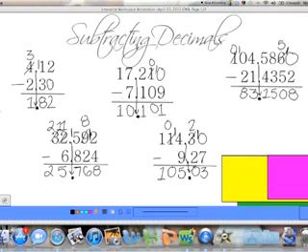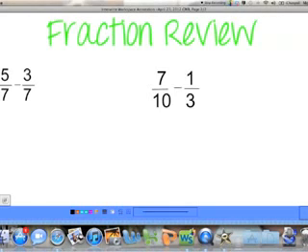Alright, let's do some fraction review. Pause the video while you try to remember the steps for subtracting fractions and press play when you are ready to check your answer. Alright, subtracting fractions is very, very similar to adding fractions. First you need a common denominator, then you subtract the numerators, and last you simplify.